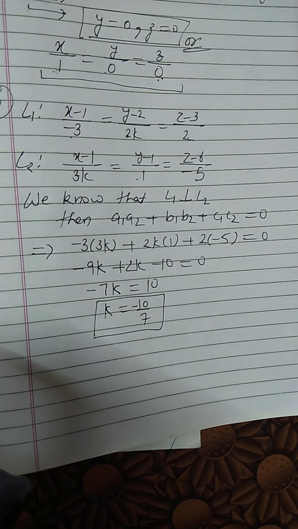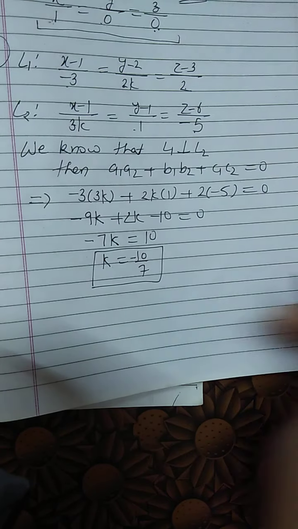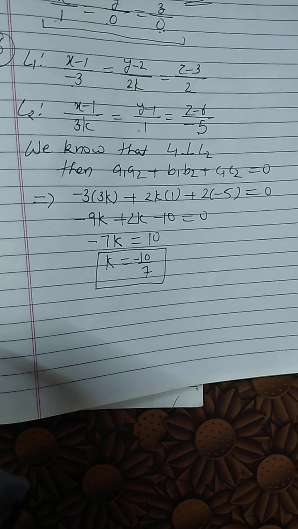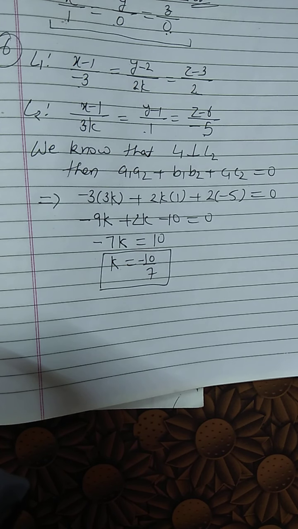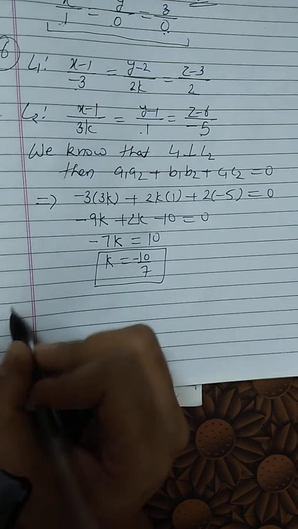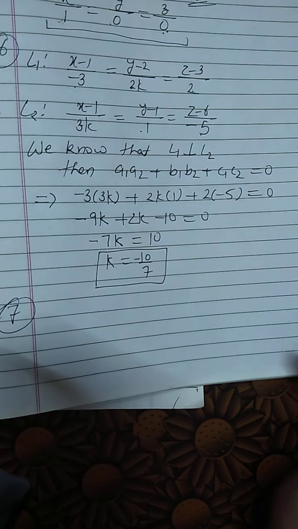Now sum number 7. Find the vector equation of the line passing through the point and perpendicular to the plane. Now we have to find the equation of line which is passing through the point, but it is perpendicular to the plane. So let us discuss sum number 7.